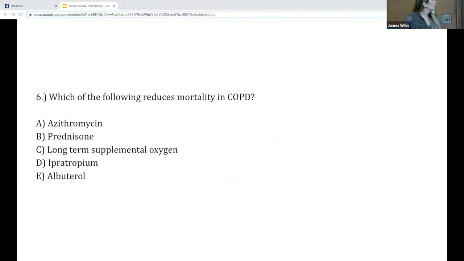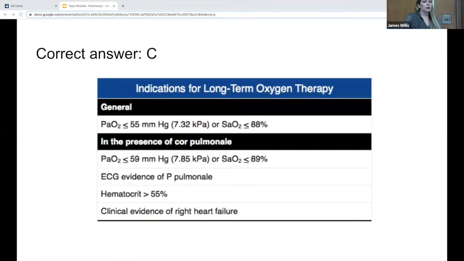Okay. Which of the following reduces mortality in COPD? I think I heard it. Yeah, C. So long-term oxygen therapy is one of the things that reduces mortality in COPD. The only other thing that reduces mortality is smoking cessation. Both of these are kind of hard to achieve in the ER.